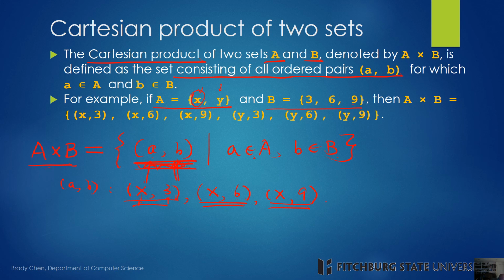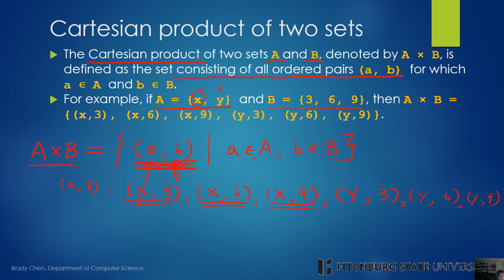But we're not done yet, right? So we should also include the other pairs. In the other pairs, the first element is Y. The second element is picked from B. So I can just say (Y, 3), (Y, 6), and (Y, 9). So we should include all the combinations of the ordered pairs.